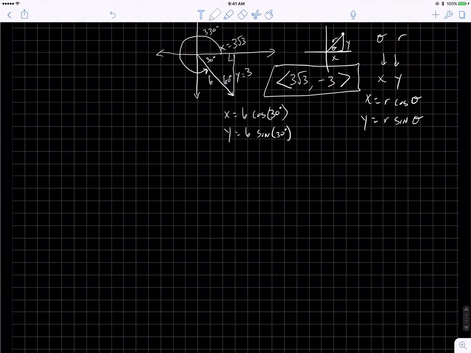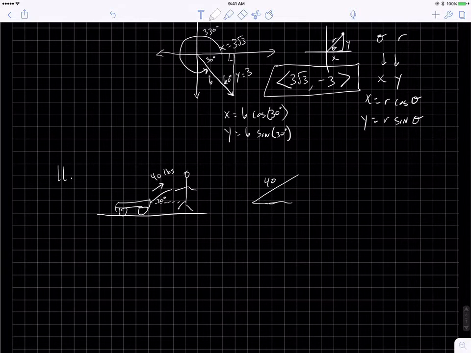So we're on number 11. What was 11? 11 is a child pulls a wagon with a... Okay, so we've got this wagon. There's your child pulling it. That force is 40 pounds, and it's with a 30-degree angle to the ground, so I can draw the parallel thing here. All right, so we've got a magnitude of 40. We've got an angle here of 30. State the resultant vector in rectangular form.